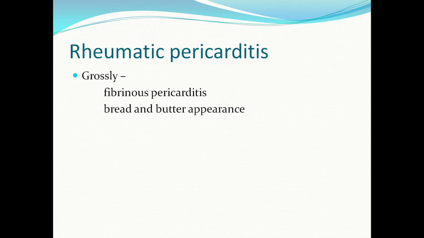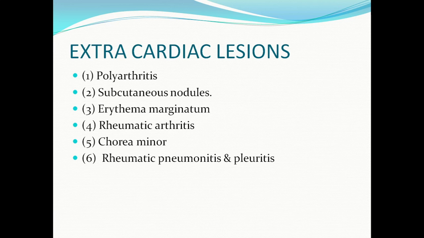Now the third one is pericarditis. Grossly you can see fibrinous type of pericarditis. You can also call it bread and butter appearance. So here again an MCQ: bread and butter pericarditis is seen in rheumatic heart disease. So that's about pericarditis, and microscopically you will find Aschoff bodies. So that's about cardiac lesions.